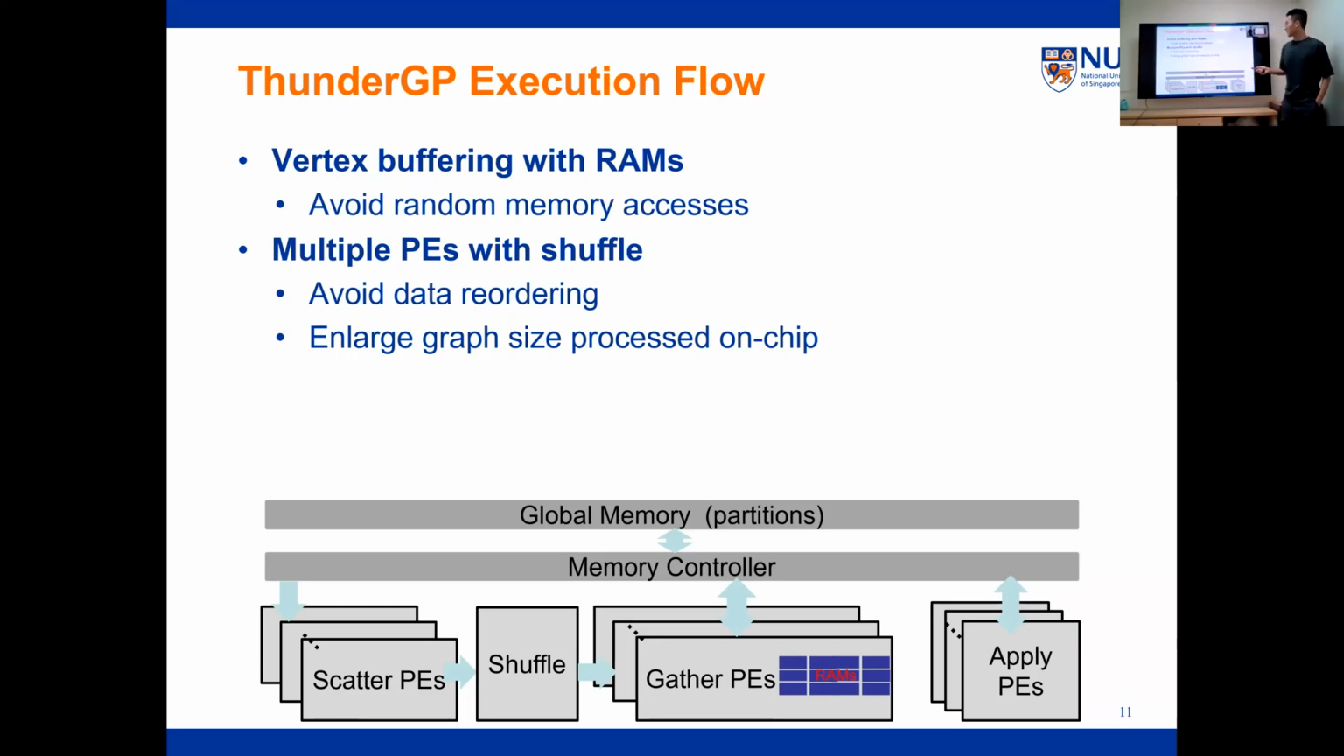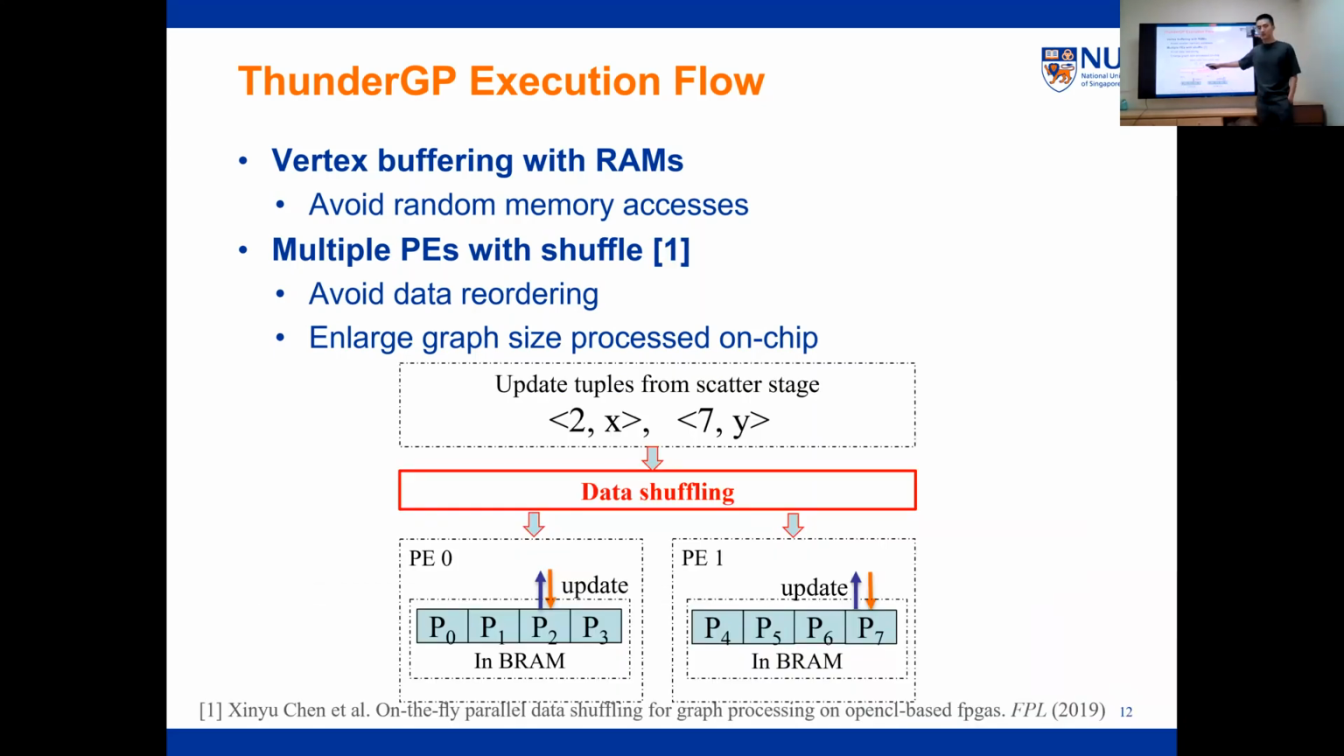Especially, ThunderGP adopts a shuffle logic. The basic idea is this. Let's say these 2 tuples are generated from the scatter stage in one cycle because we have multiple PEs. And we also have multiple gather PEs that consume the tuples from the scatter stage. In this case, P0 processes vertices 0 to 3, and P1 processes vertices 4 to 7. This shuffle logic will dispatch these 2 tuples to the corresponding PEs in parallel and on the fly. So the first tuple will go to P0, and the second will go to P1.